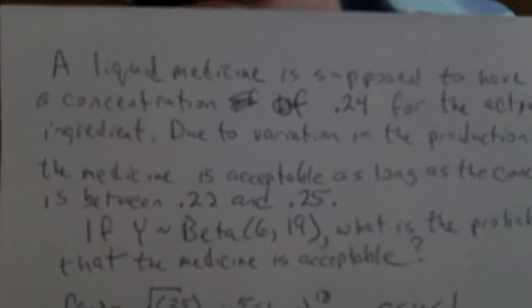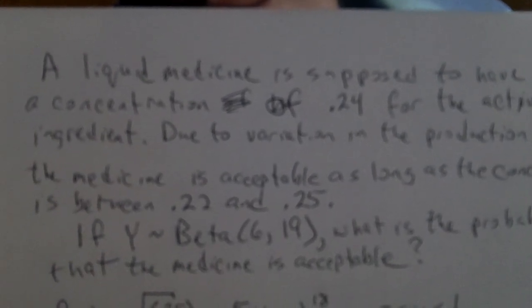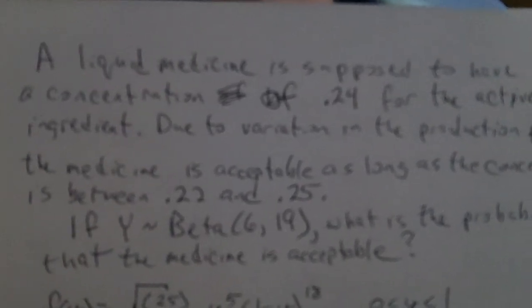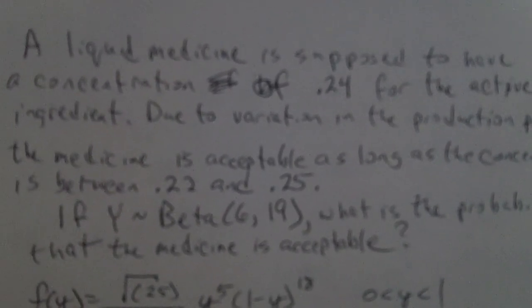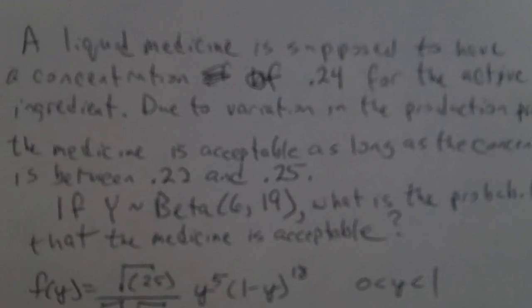Okay, two more pages here. So in this probability example, we've got liquid medicine that is supposed to have a concentration of 0.24 for the active ingredient. In other words, the active ingredient is supposed to make up 24% of the liquid.